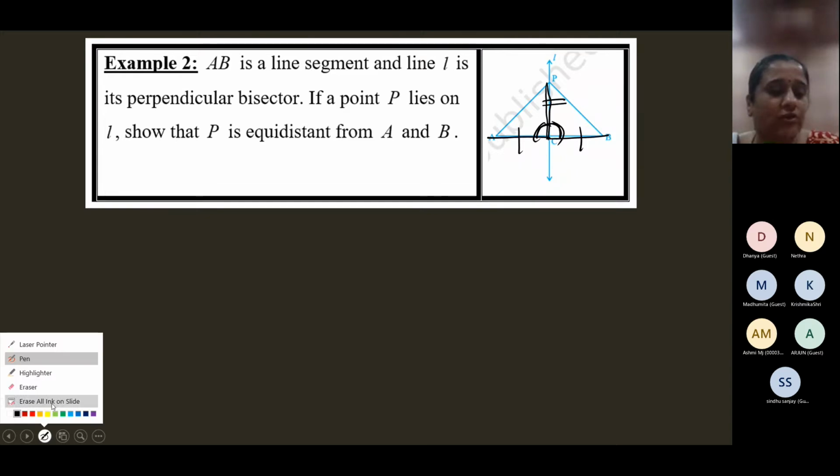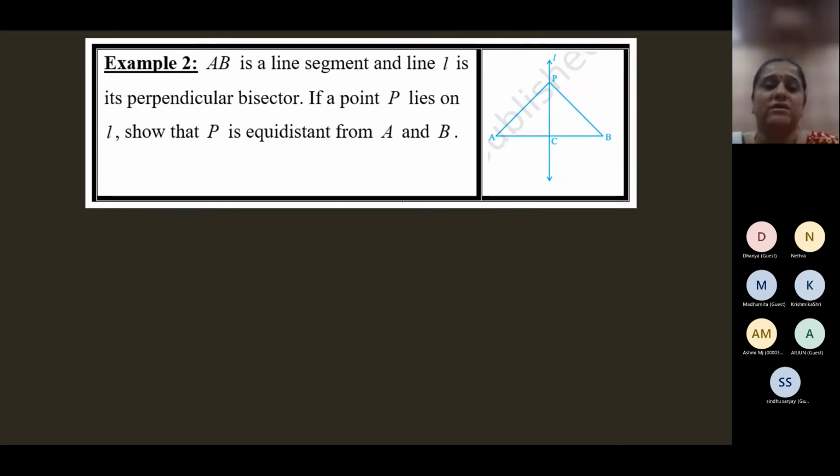So what we have written: one pair of equal sides, one pair of equal angles, another pair of equal sides. SAS. Why SAS? Look at the angle. We have mentioned this angle and this angle. Which are the arms of this angle? This side and this side. So by the SAS congruence criterion, the two triangles are congruent to each other.